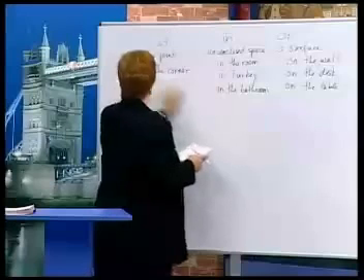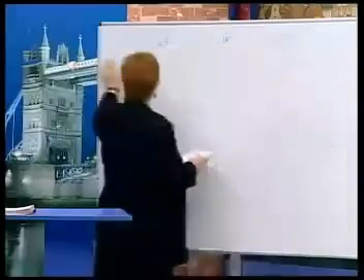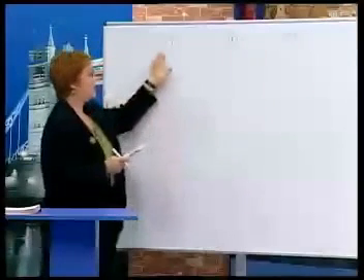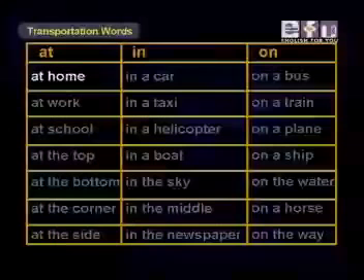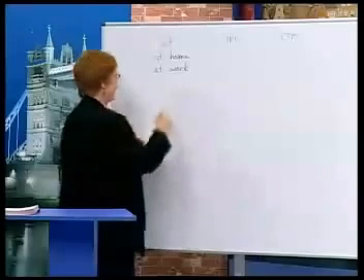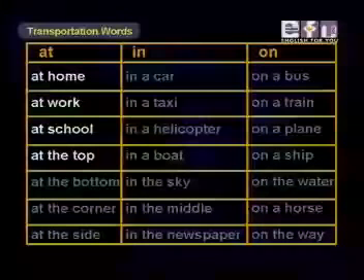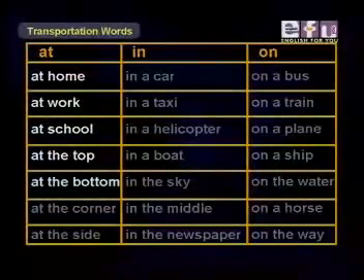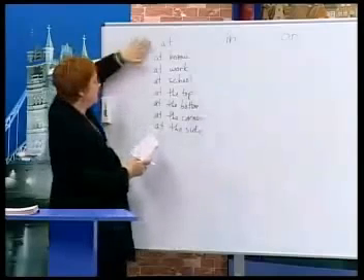Okay, now let me make some more room here, and we'll show you some examples that are more specific. Now remember, at is a specific place. So here are some examples. At home, at work, I am at work, at school, the student is at school, at the top, at the bottom, at the corner, and at the side. At the side. Okay? Now, these are at.